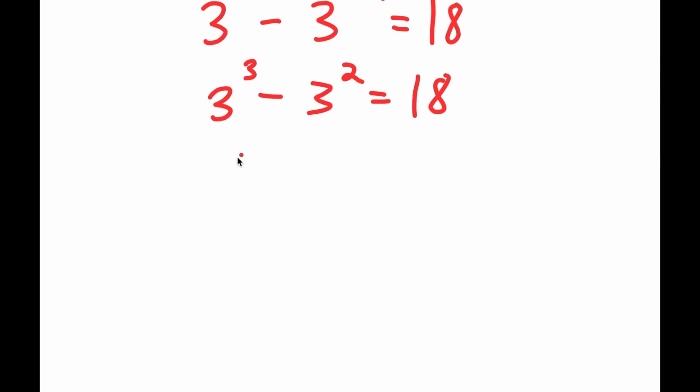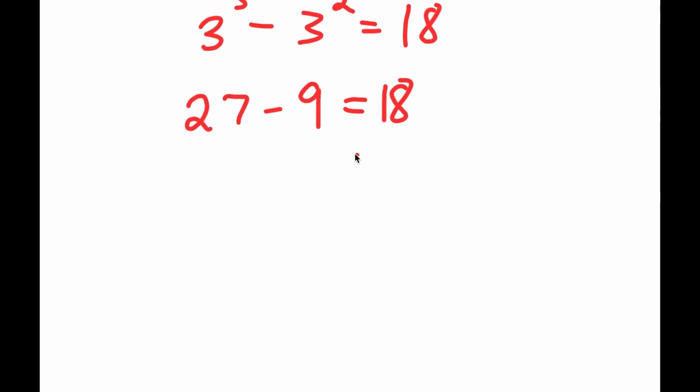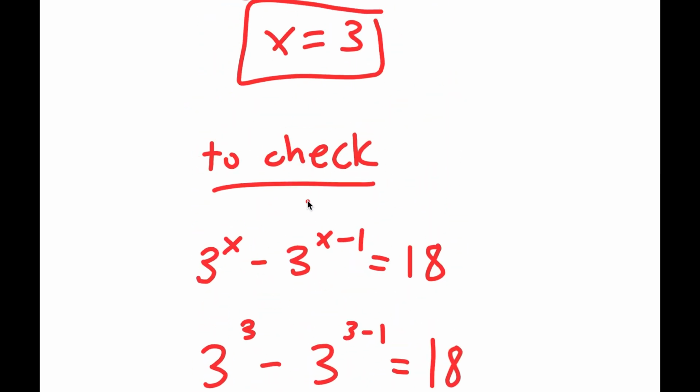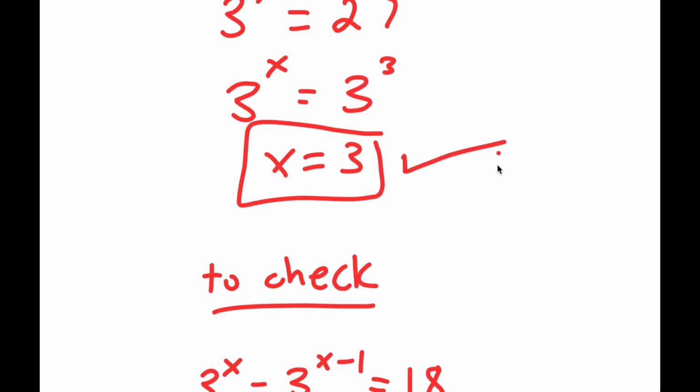And 3^3, this is equal to 27. 3^2 is equal to 9, so I have 27 minus 9 is equal to 18. And 27 minus 9, that is 18. So I get 18 is equal to 18, and because this is right, my solution of x equals 3 is also right.